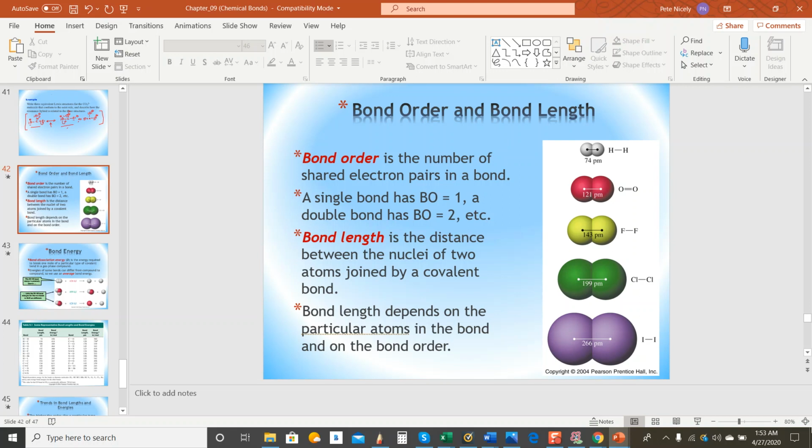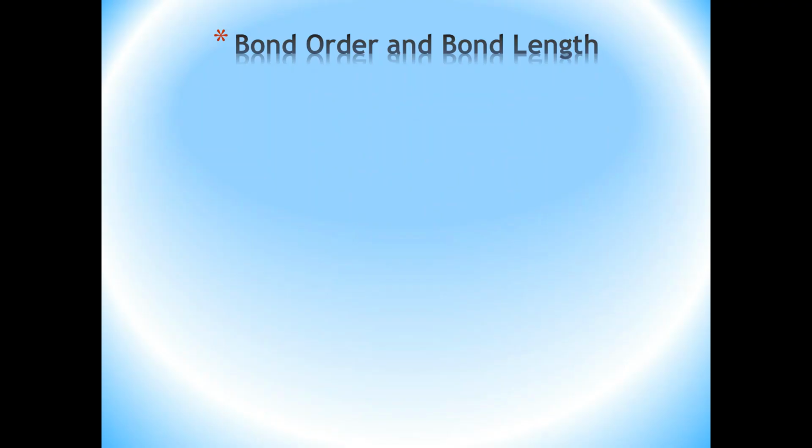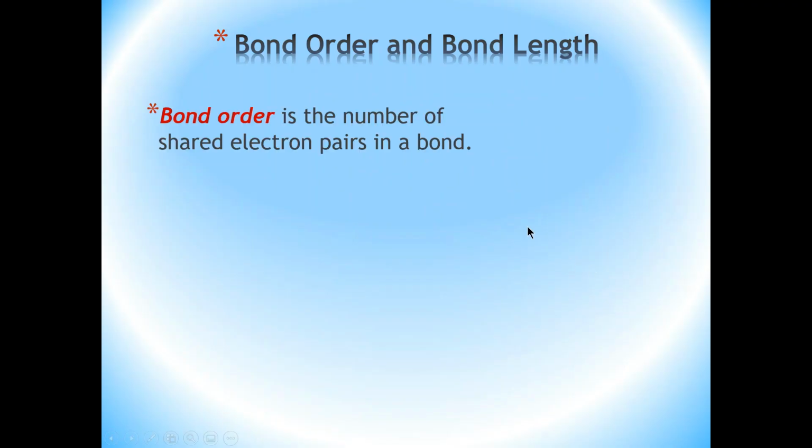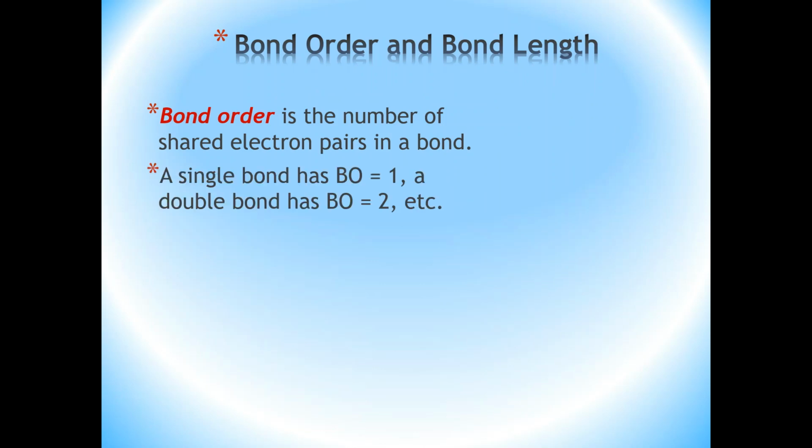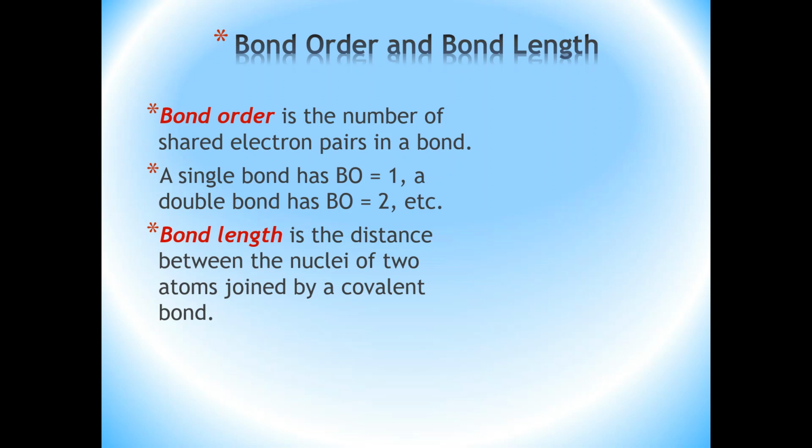Okay, so let's talk about bond order and the bond lengths. The concept of bond order is a pretty simple concept. It's basically referring to the multiplicity of the bond, right? So, for example, if you have a single bond, the bond order is one. If it's a double bond, the bond order is two, and so on and so forth. So nothing too complicated about that.